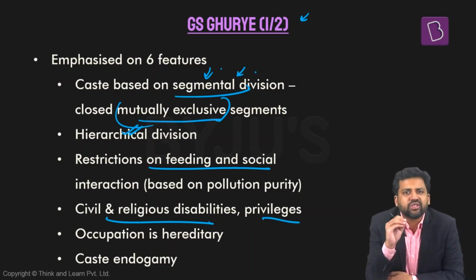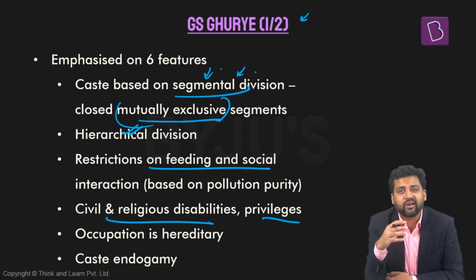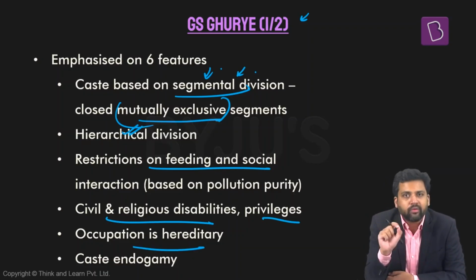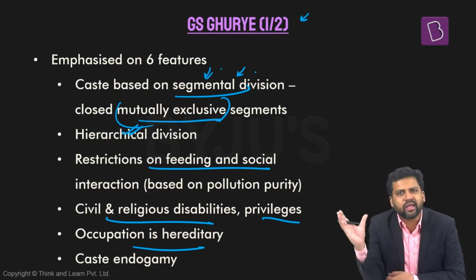Then caste system imposes different kinds of civil and religious disabilities. It also provides certain kinds of rights and privileges to those who are higher in the caste hierarchy. Occupation, as per caste system, is hereditary. People are born into a particular caste. Occupation and caste are linked with one another. So if you are born in a particular caste, you have to take up the occupation of that caste. And this is how things continue for the next generations as well.